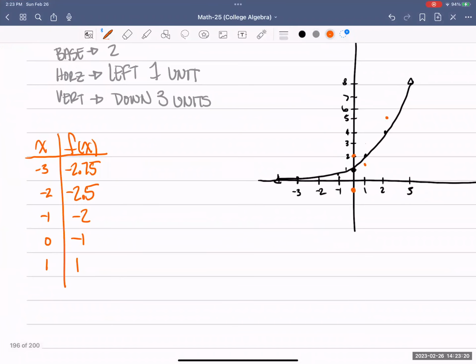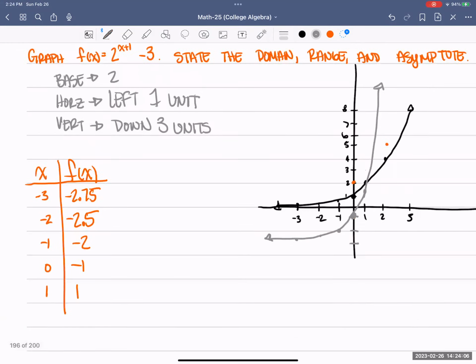-3 at -2.75. Let's graph these in gray. So -3 is about here. -2 is at -2.5, I'd say about here. -1 is at -2. 0 is at -1. 1 is at 1. So there is our graph. It looks like it's getting really, really close to, I'd say, -3.